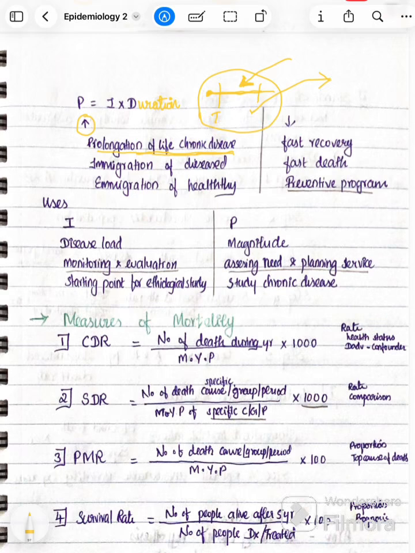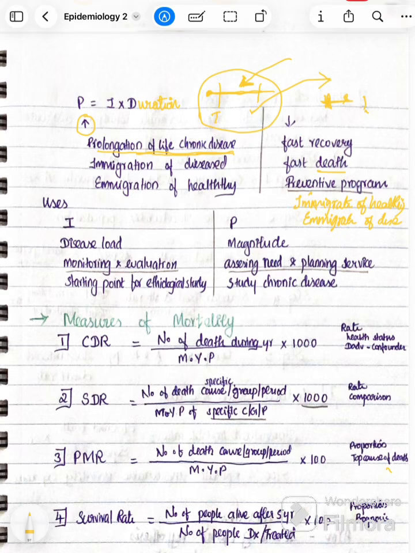Now prevalence decreases when patients recover very fast, or when a patient might have died. That is also one of the reasons for decreased prevalence. And then a preventive program will prevent new disease from occurring. Also immigration of healthy people and emigration of diseased people.